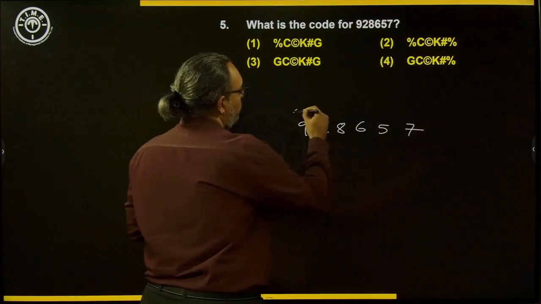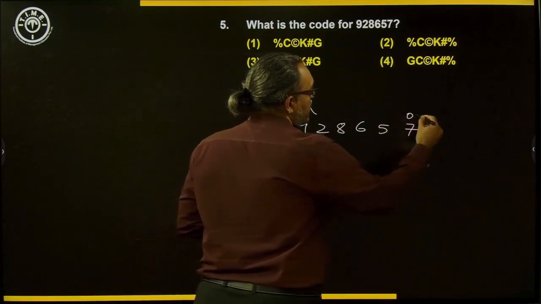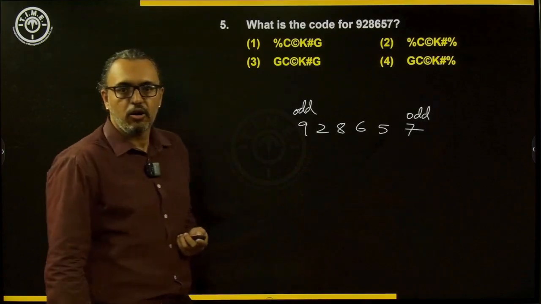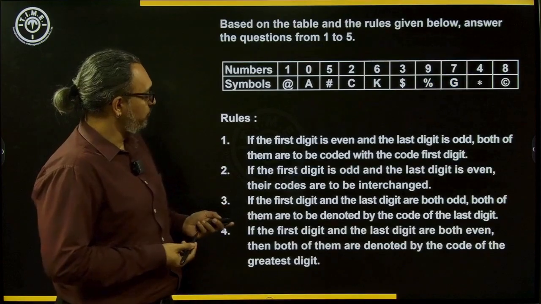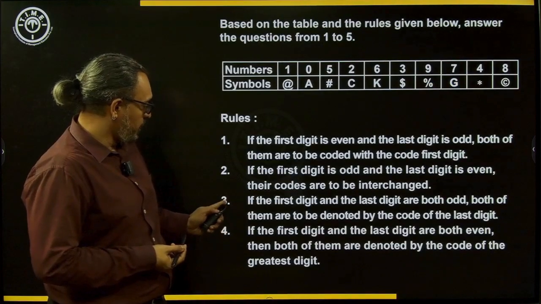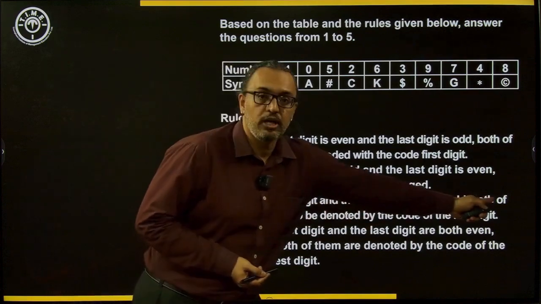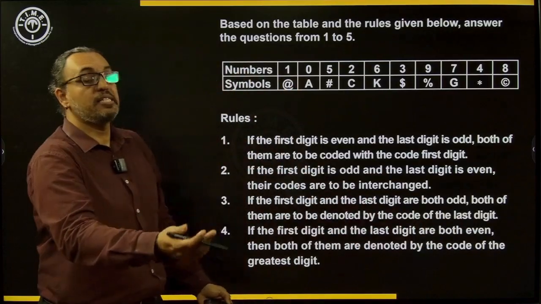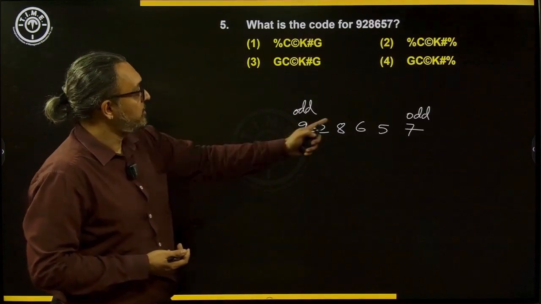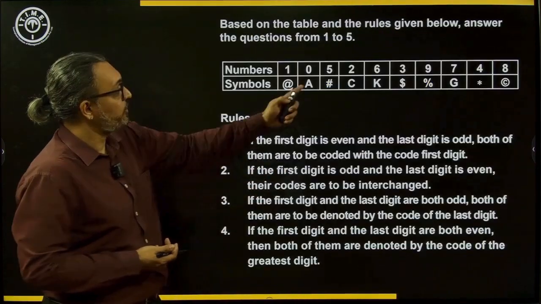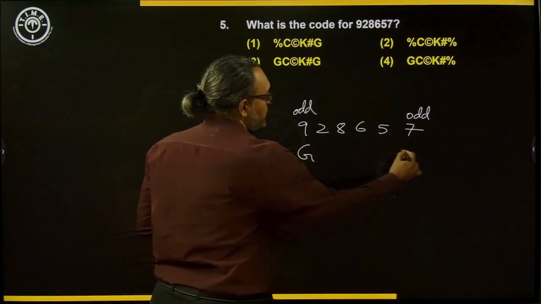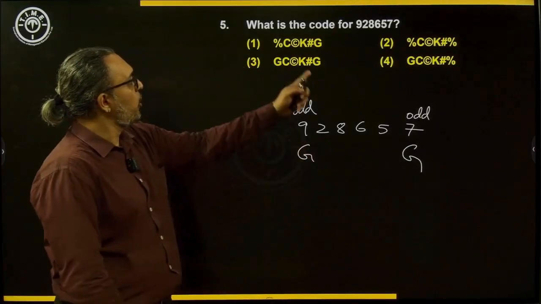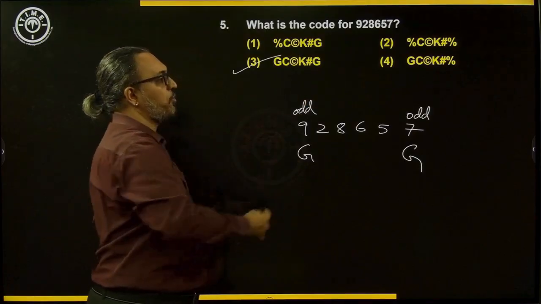Then one more. Code for 928657. Now both the first digit and the last digit are odd. First and last are odd. Correct? So what condition is it? Condition number 3. If the first and the last digit both are odd, then both of them are to be denoted by the code of the last digit. So what is the code of the last digit? 7 is the last digit. What is the code for 7? G. So you code both as G and look at your options. See how many options are there. There is only one option, the third option. Mark and move on.